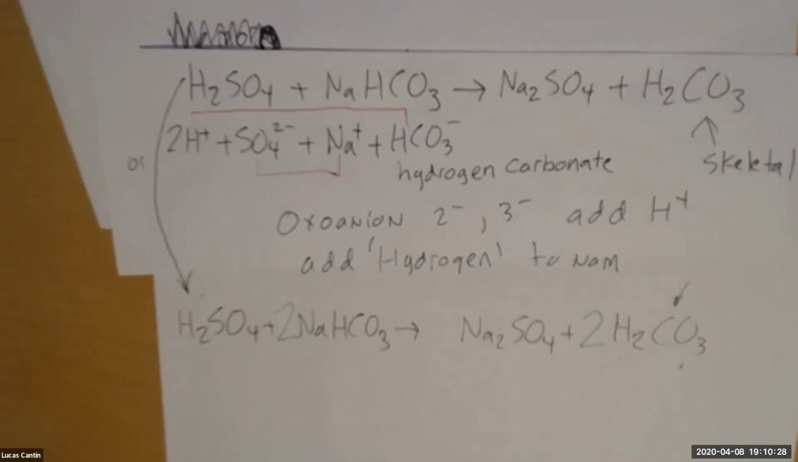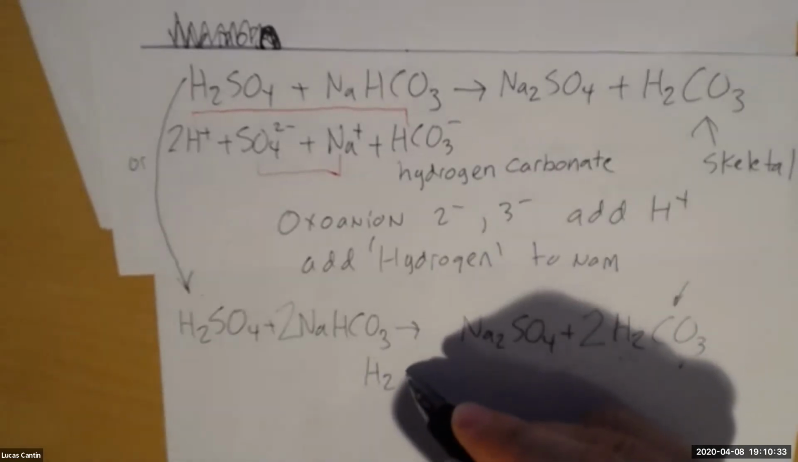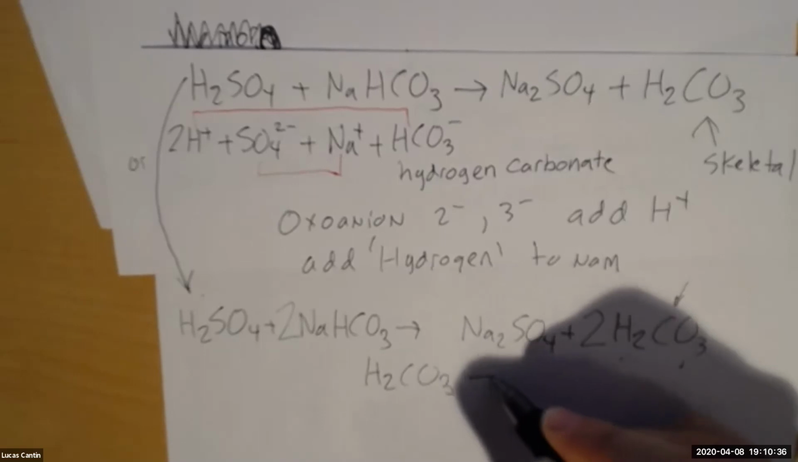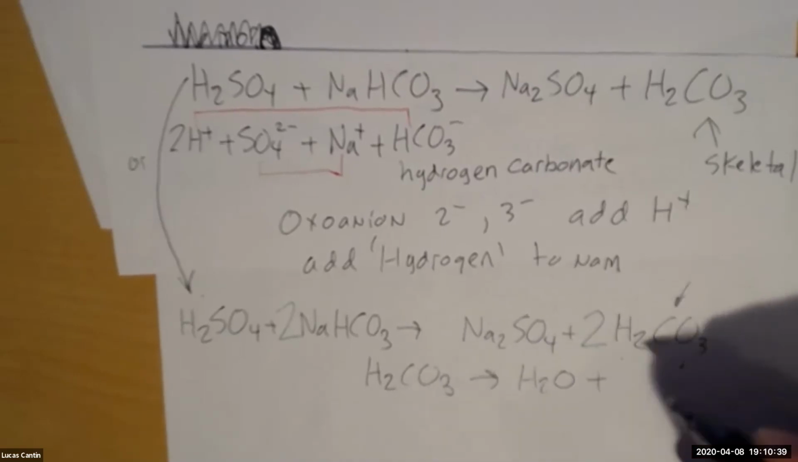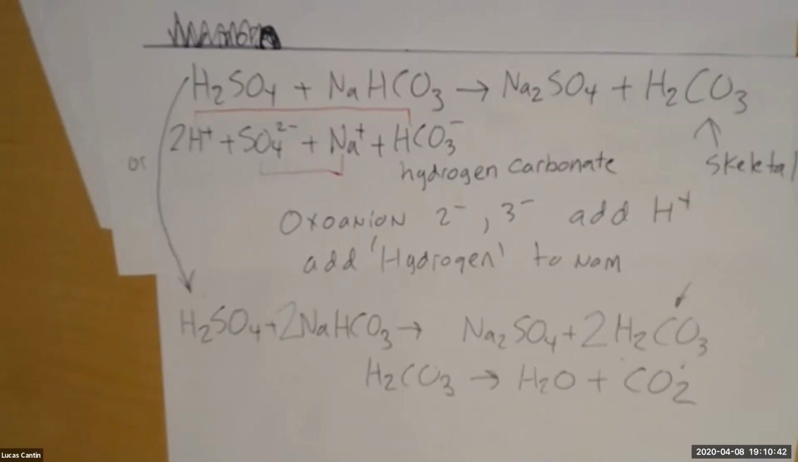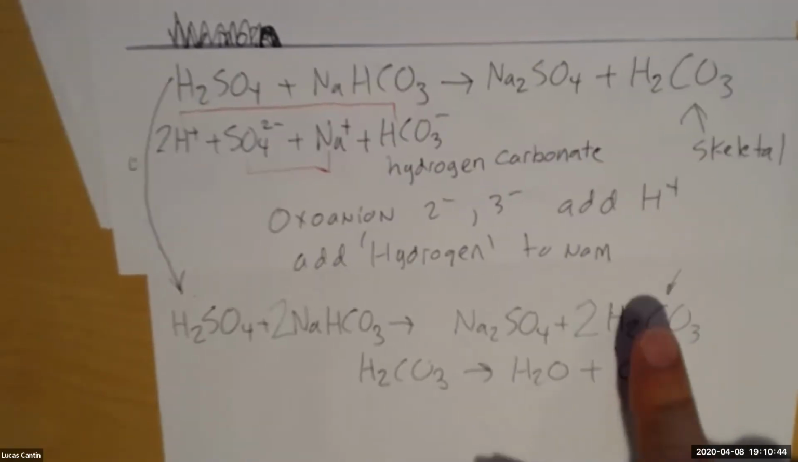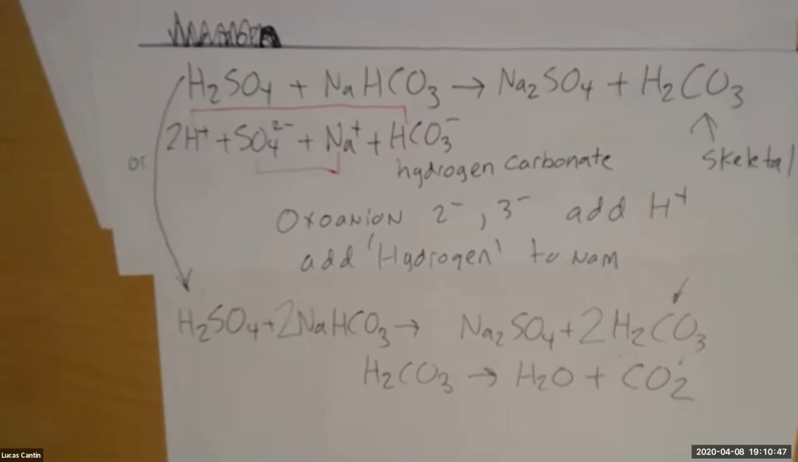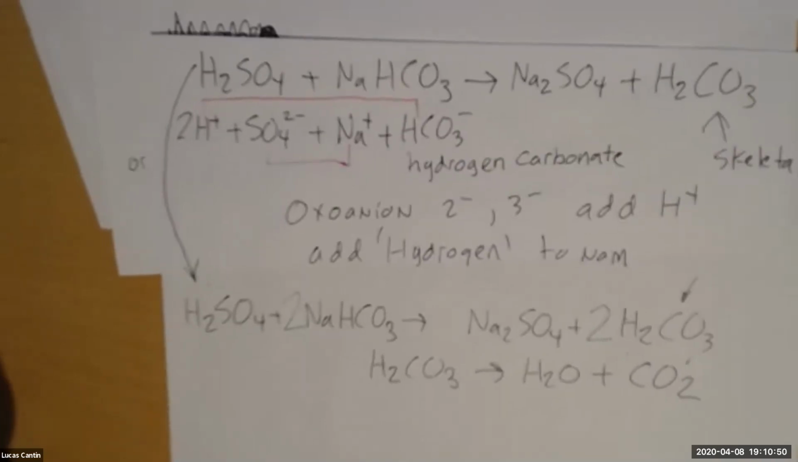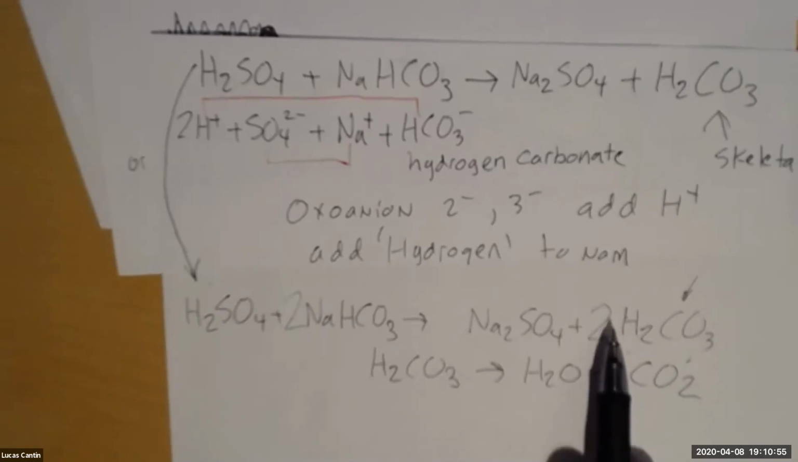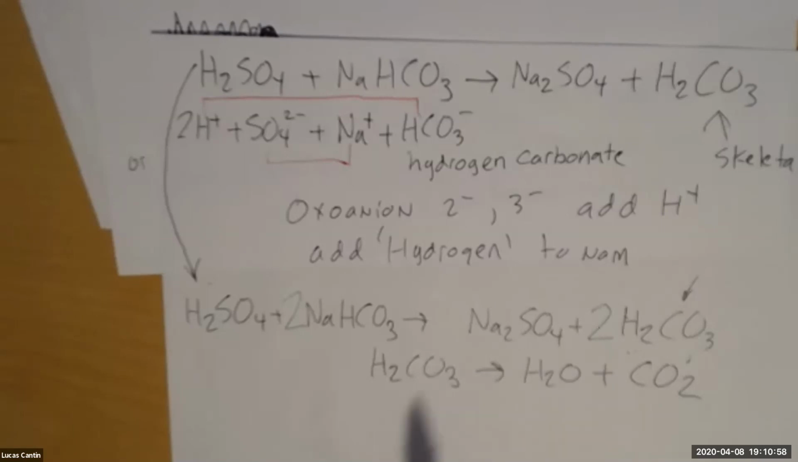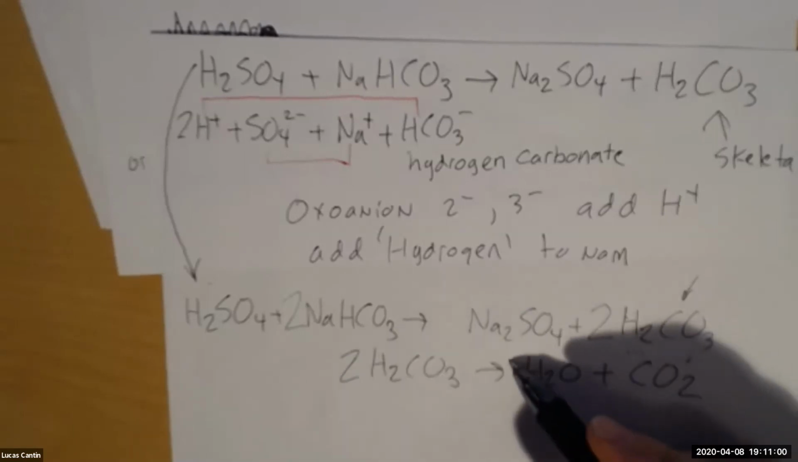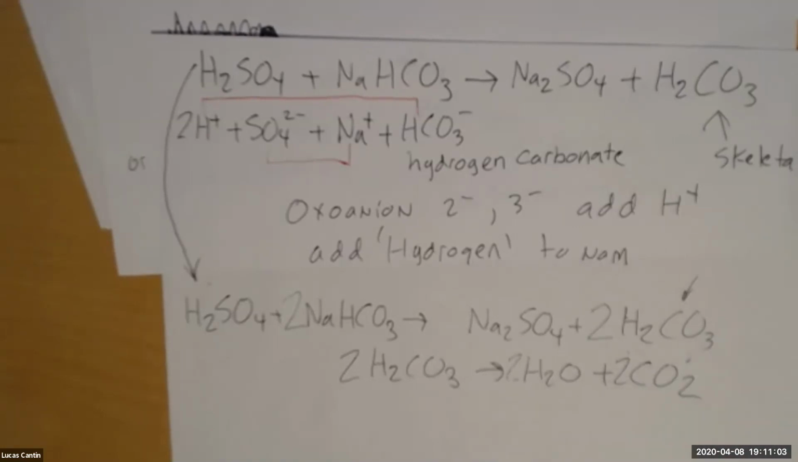Okay. Now, side reaction. If H2CO3 goes to H2O plus CO2, what are 2 H2CO3s going to go? This one's actually the hardest one of these I could do. It's got all of it in it. I have 2 hydrogen carbonates. So if I put a 2 here, then I'm going to get 2 waters and 2 carbon dioxides.